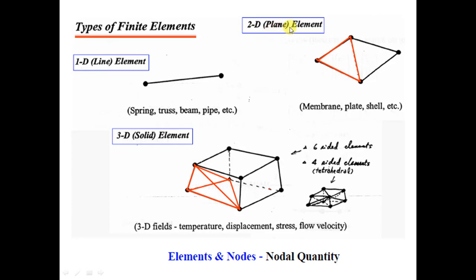Then there is a 2D, so plane element we can say, like membrane, plate, shell, etc. So for 2D parts, 2D elements are used. And then lastly is a 3D element. For 3D parts, 3D element is used, like tetrahedron, hexahedron, brick elements. So these are the elements. So these are the nodes. This is a node, this is also a node.